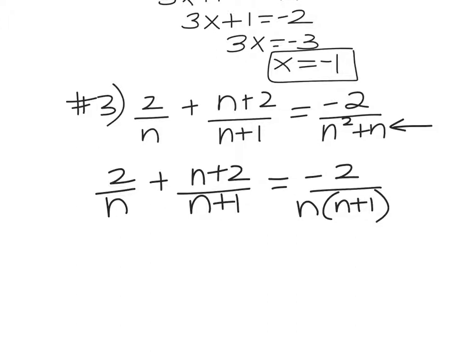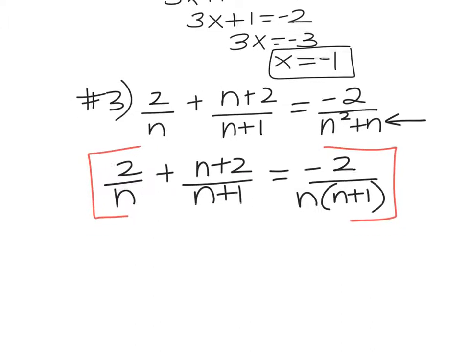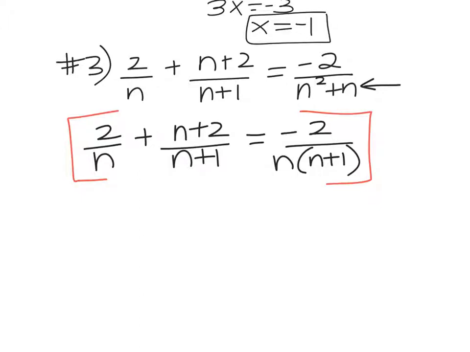Okay, now we're ready to clear our fractions by multiplying both sides of this equation by the LCD. What is the LCD in this problem? We need an n and an n plus 1. So we need this factor right here, this n. We need an n plus 1, and this one has both of them in it, so we're ready to go.